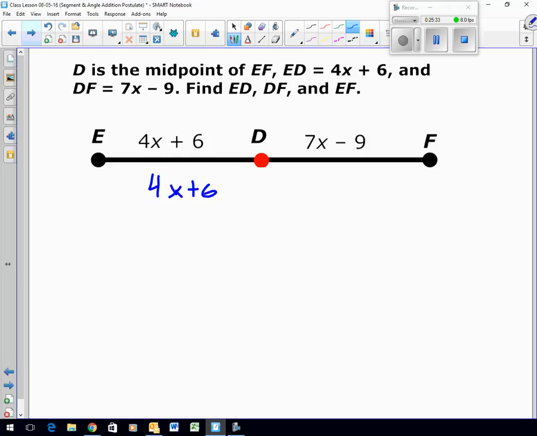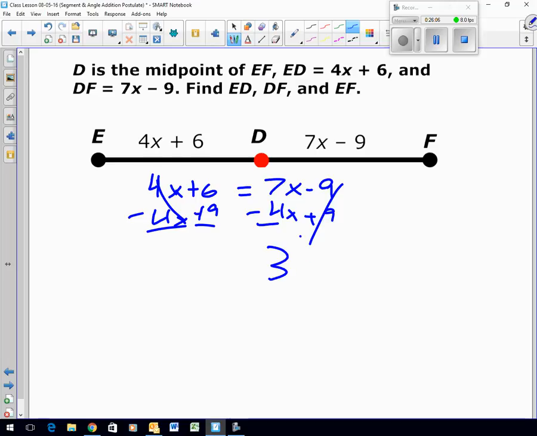4x plus 6 equals 7x minus 9. Right? Now, take a minute and a half, solve that equation. Look, guys, listen. Everybody can do this part right. Subtract 4x from both sides. Add 9 to both sides. 3x equals 15, divided by 3. 5 equals x. Right? But like Scarborough told me last problem.